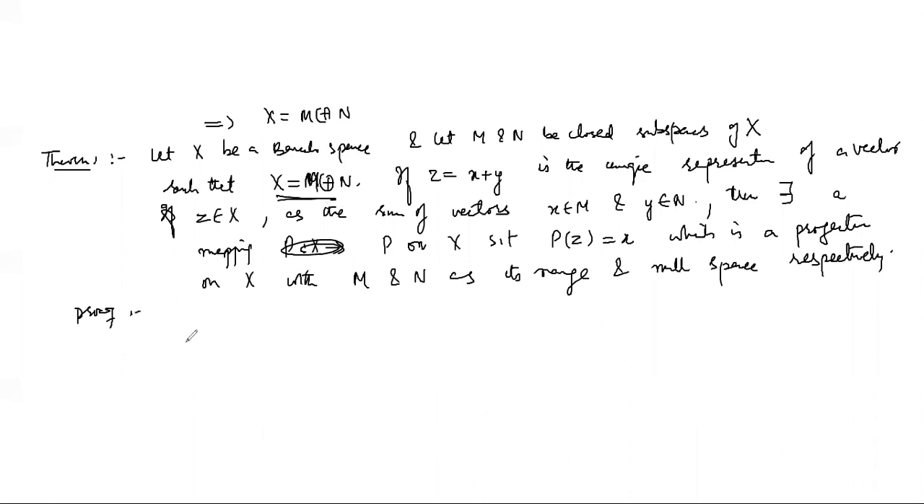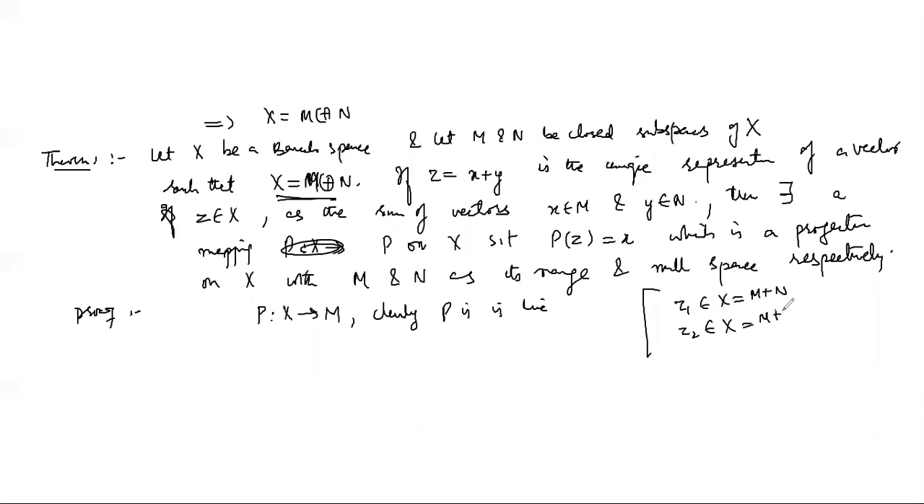Again, it's easy. Now clearly, अगर मैं देखूं P as a map, of course it's now a map from X to M. Now clearly P is linear. Can you see that P is linear? Because now look at this. Suppose Z1 belongs to X, Z2 belongs to X, right? Then X can be written as M direct sum N, which implies that Z1 can then be written as X1 plus Y1 and Z2 can be written as X2 plus Y2.